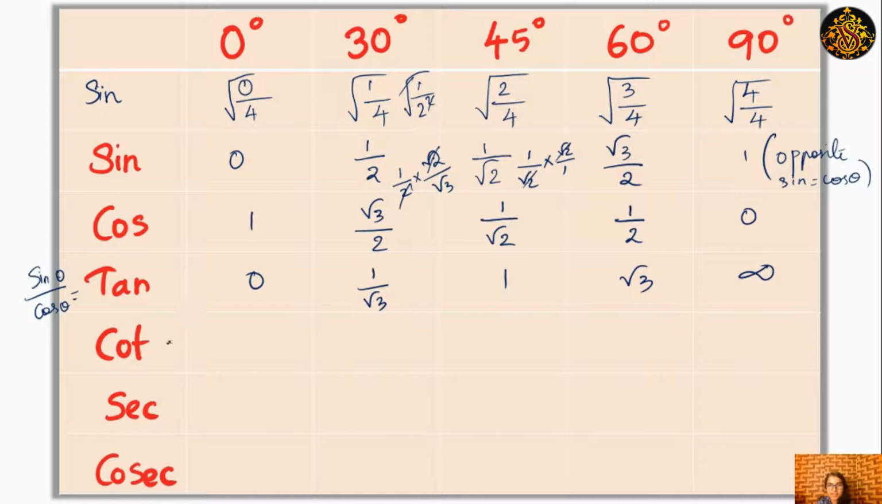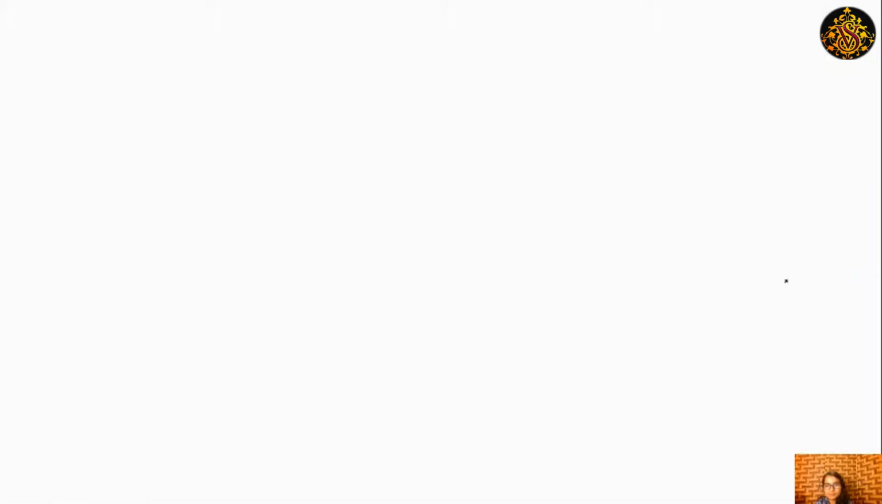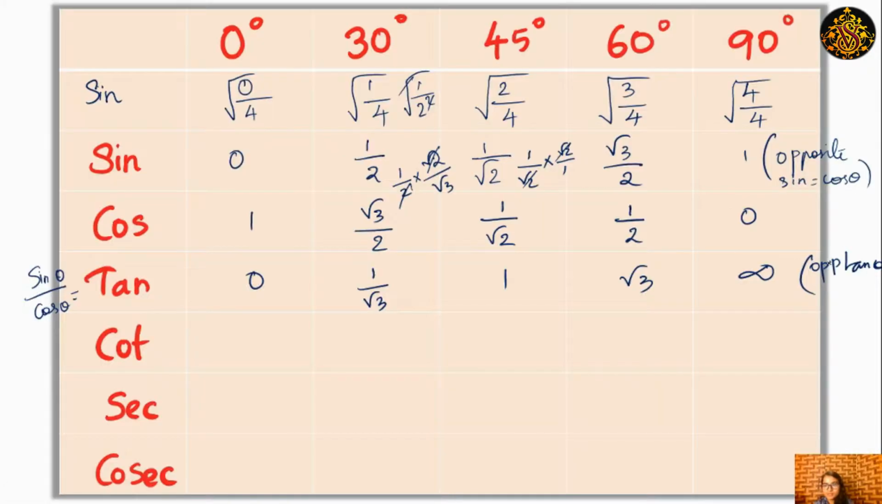So for tan theta, the opposite of tan is cot. The opposite of tan theta equals cot theta. Clear? So write its opposite. Here we have 90 degree undefined, infinity. Here root 3. Cot 45 degree is 1, and for 30 degree we have 1 by root 3. So here 1 by root 3 and here 0.